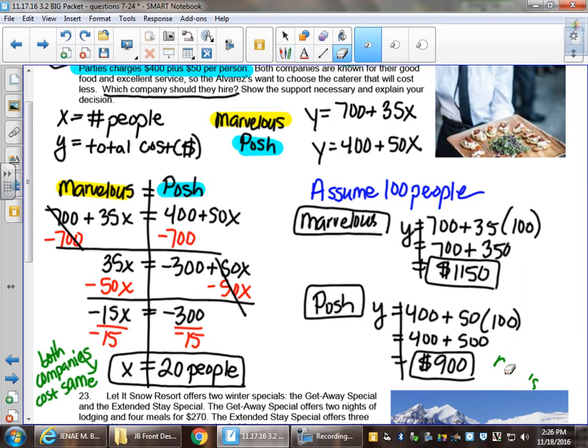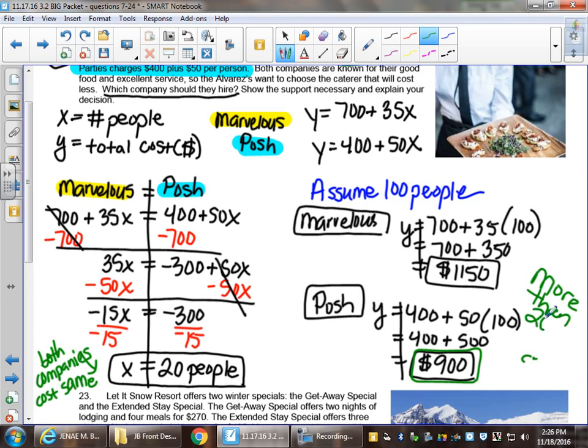Trying just to fix this one name, and it's not letting me, so I guess I will rewrite the whole thing. Sorry about that, guys. Posh is definitely cheaper. My bad. More than 20 people, hire Posh Parties, because it's cheaper.